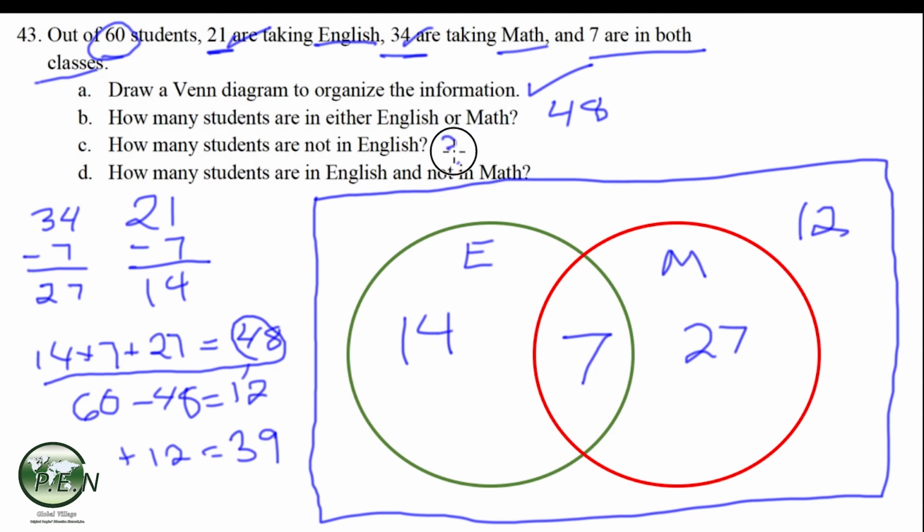So 39 here. Finally, how many students are in English and not in math? English. Oh, but not these 7. These 7 are in math, so it's just these 14. So we've taken care of this calculation when we were constructing the Venn diagram. And that's our way of being able to use a Venn diagram to break out pieces of information that were not directly given to us, so we can answer other questions.